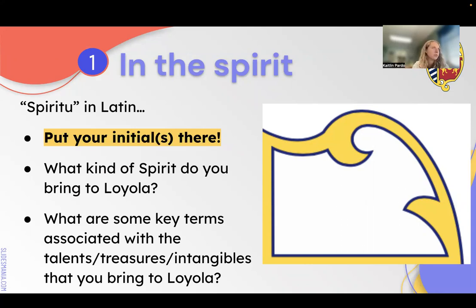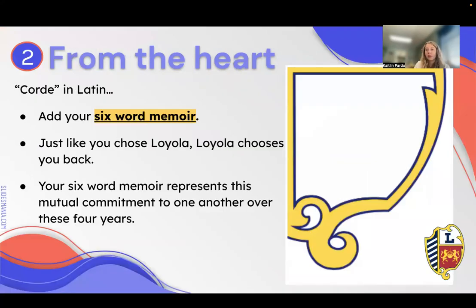So have them jot down their talents, treasures, and intangibles, or just draw little drawings. Then they're going to put their 6-word memoir for the heart in the lower right third. And also just make sure that they can either write it down, or if they have it ready to go, they can plop it into the digital form.